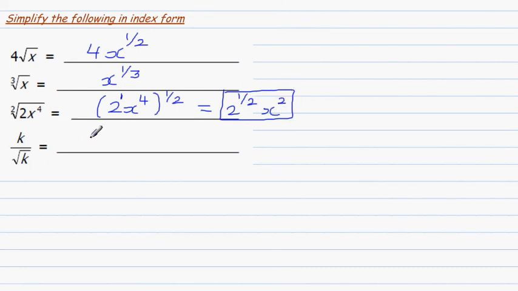And here, to simplify this, this is k to the power 1 divided by k to the power half. And using the division rule of indices, when you're dividing powers, you have to take away the indices. So this is k to the power 1 take away half. And 1 take away half is half, so this is k to the power half.